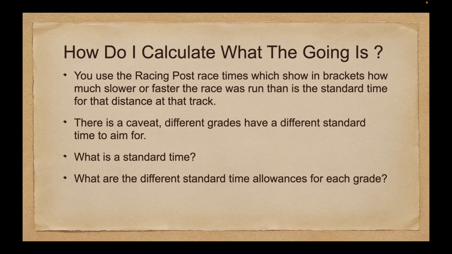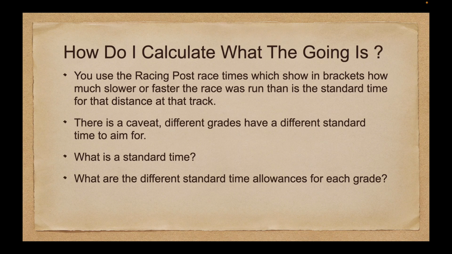So how do you calculate what the going is? You use the Racing Post times, which are shown in brackets, how much slower or faster the race was run than is the standard time for that distance at that track. So the Racing Post gives you a time of the race, and then in brackets it will either say fast or slow. So if the race was run faster than standard or slower than standard.